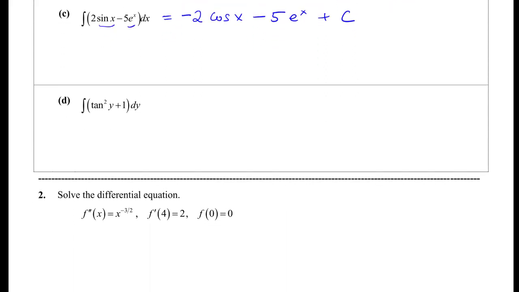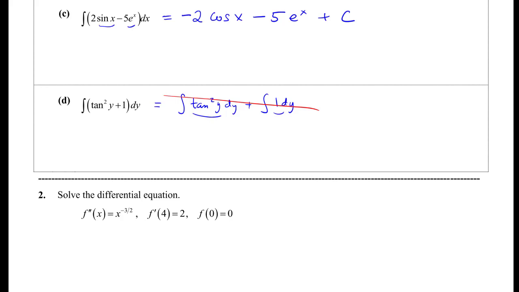All right, integrating tan squared y plus 1. So you might think that I should just do the integral of tan squared y dy plus the integral of 1 dy. Because, well, the integral of 1 dy looks nice, but the problem is I don't know how to integrate tan squared y. I don't know a function whose derivative is tan squared. So this is not incorrect to do, but is not going to lead me anywhere that I would want.